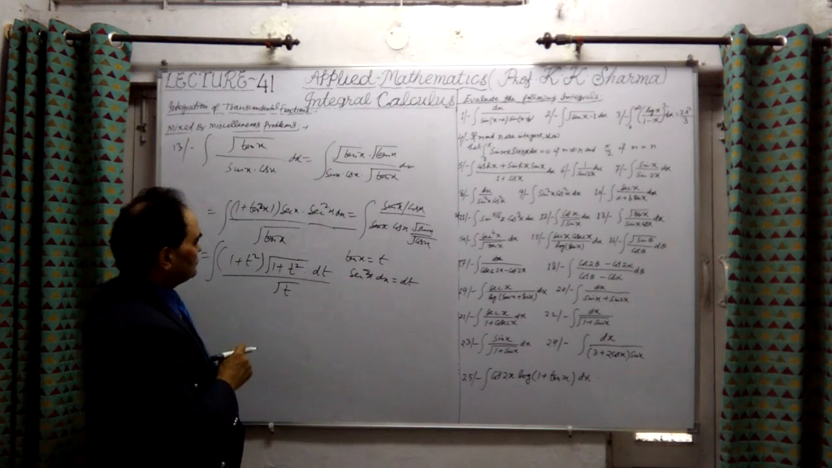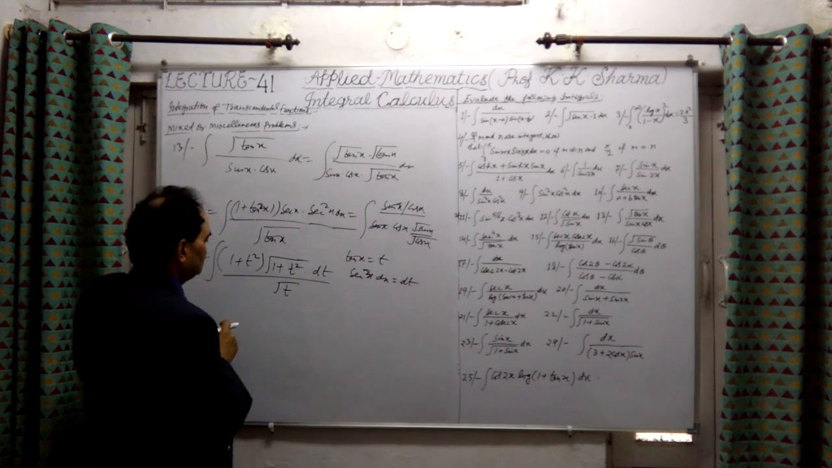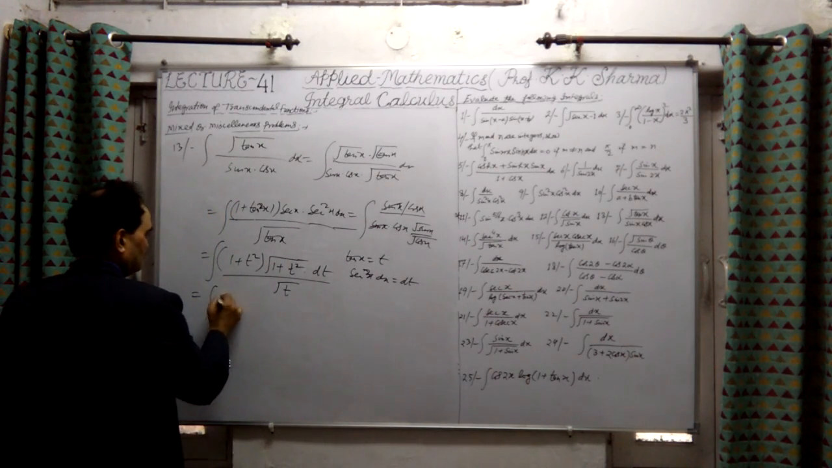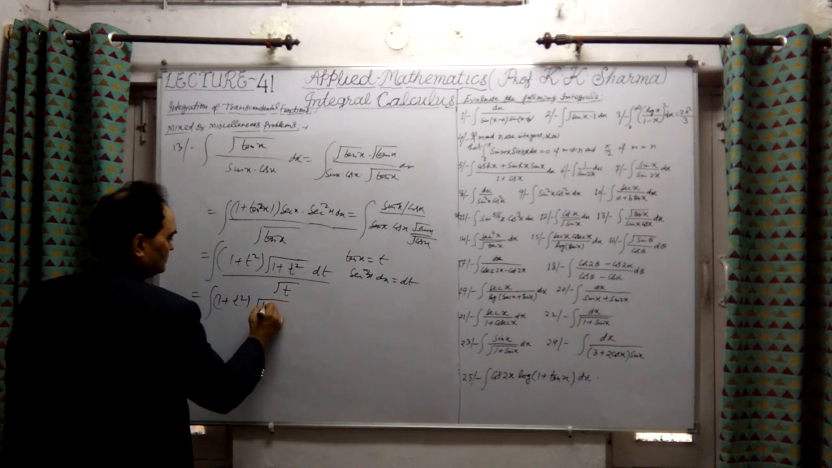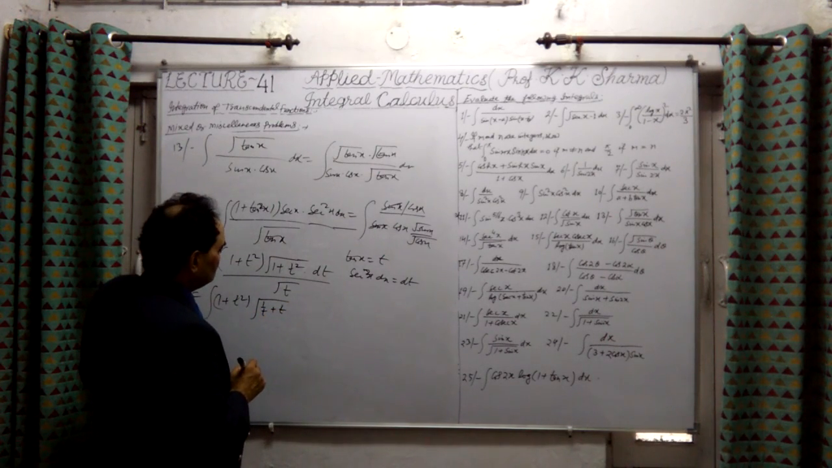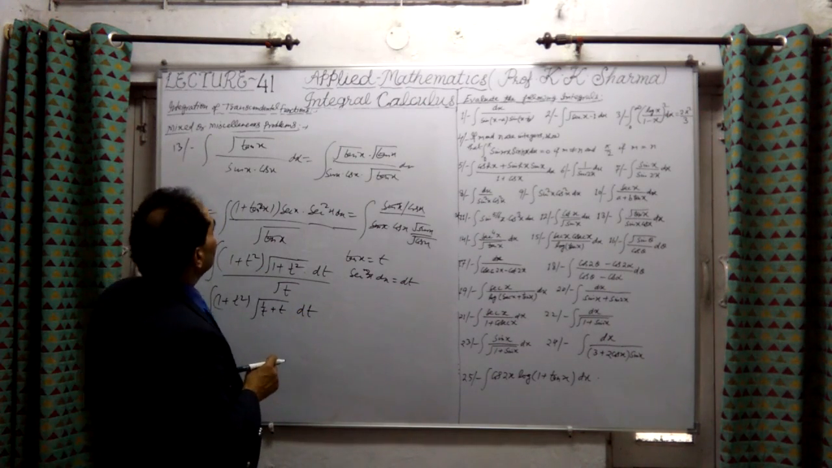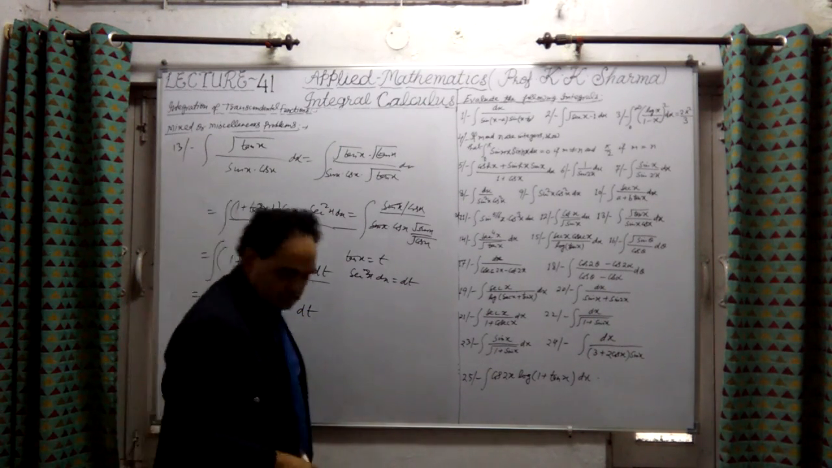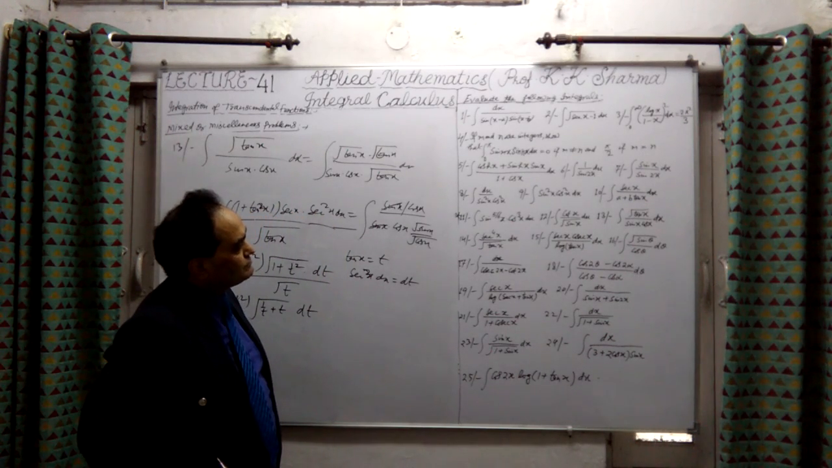But this under root t square, we can take inside this square root. It will be 1 plus t square separately. It will be 1 upon t plus t, inside the square root. And so it has become complicated. So the question is, if I take this in another way, what is that other way?